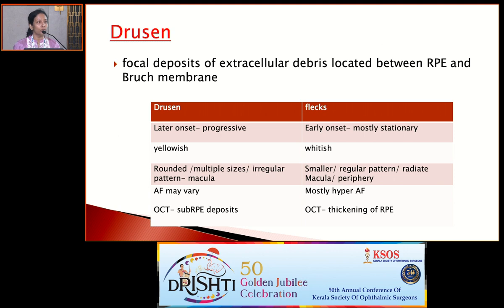So, basically, how do you differentiate between a drusen and a fleck? Drusen are usually of later onset and progressive, more yellowish in color, rounded, and mostly situated in the macula. Autofluorescence patterns may vary, and OCT shows it is a sub-RPE deposit, whereas flecks are usually early onset, mostly stationary, more whitish in color, smaller with a regular pattern, may involve the macula as well as the periphery, and are usually hyperautofluorescent, and OCT shows a thickening of the RPE with impingement of the photoreceptor layer.